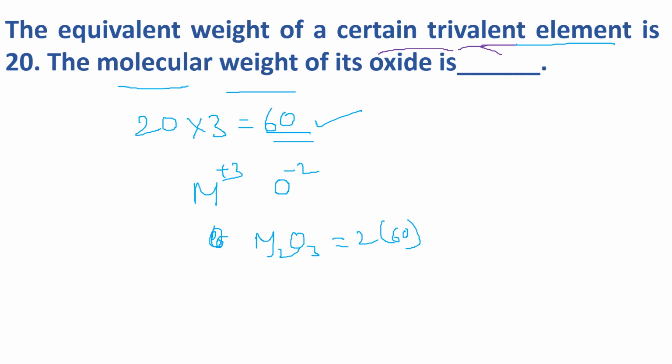If you want the molecular weight, so 2 into 60. Why? Already we calculated the atomic weight of the metal. So 2 into 60 plus 3 into 16. Then what will you get? You will get 168 as the molecular weight. This is the molecular weight of the metallic oxide, or you take the trivalent oxide, M2O3. The molecular weight is 168. So generally we'll say like that.